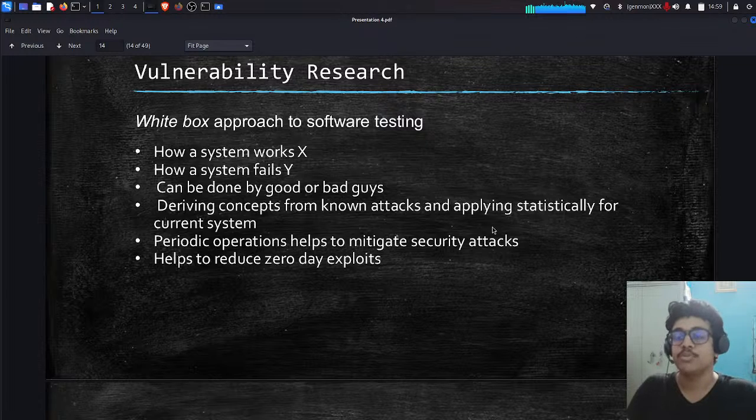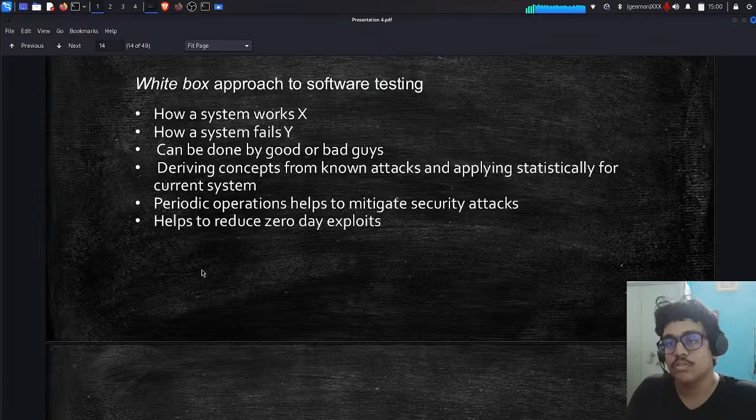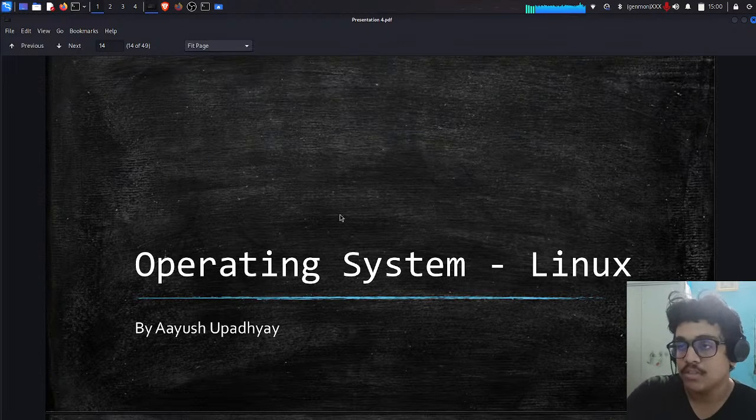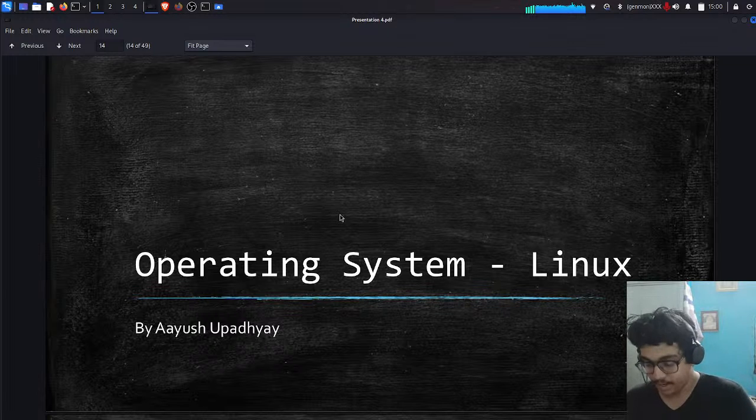Periodic operation helps. There are periodic testing phases in between development and after development. Before the deployment of any project or application, there exist many security steps in between the development phase. Vulnerability research is a periodic operation, so it helps to reduce zero day exploits, as I have discussed. Let's move to the next topic, operating systems. It is a very interesting topic, and I think it is a bit practical too.